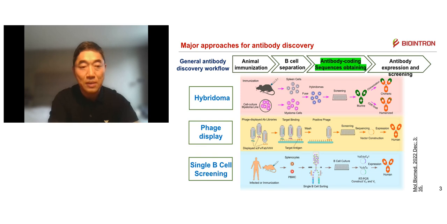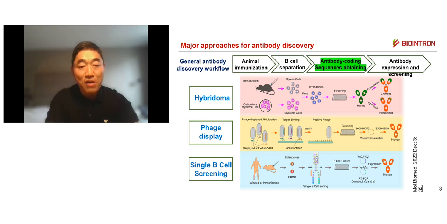The second one, phage display, is similar in that it is time-consuming. What people do to keep the antibody coding sequences is display these sequences on phage. By doing so, they keep these antibody sequences, which allows them plenty of time to do panning and screening and finally get the sequence they want.